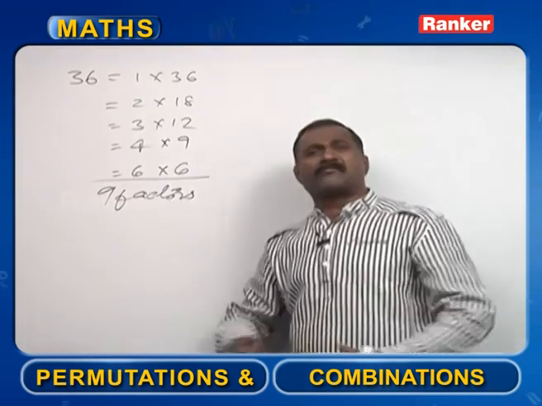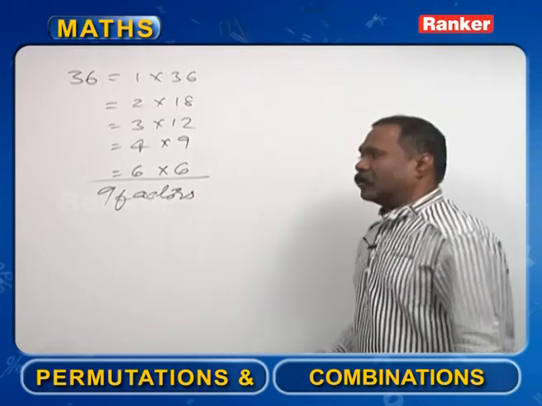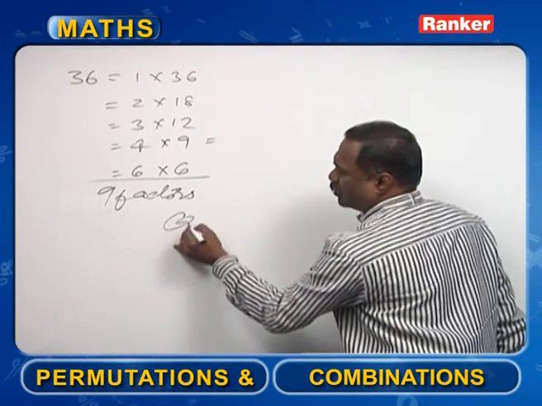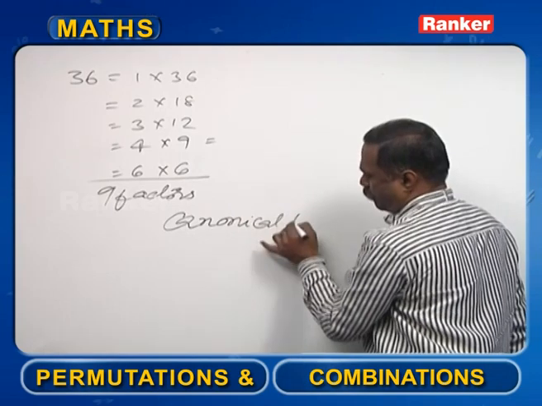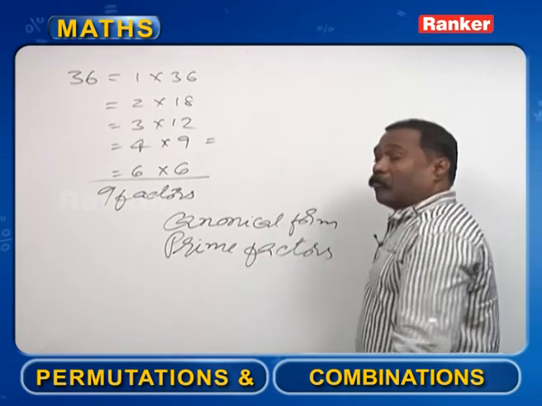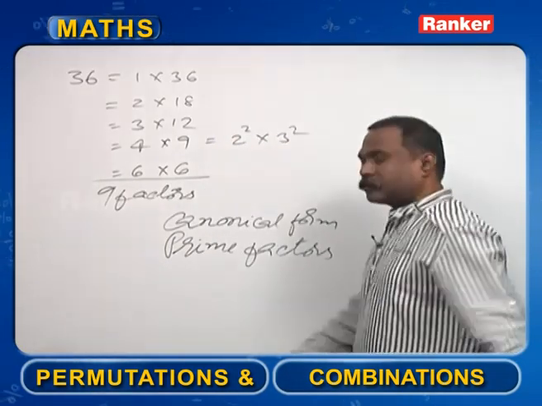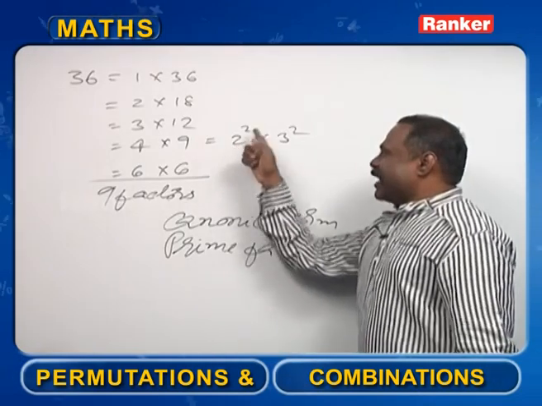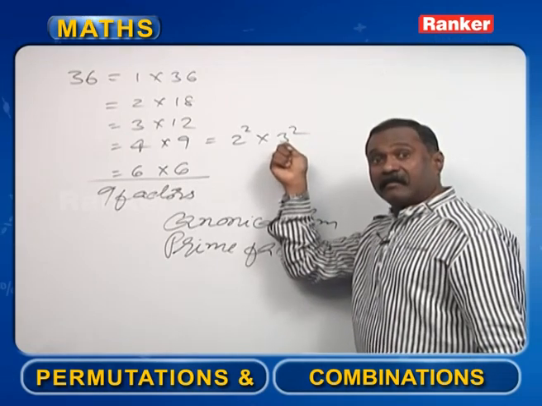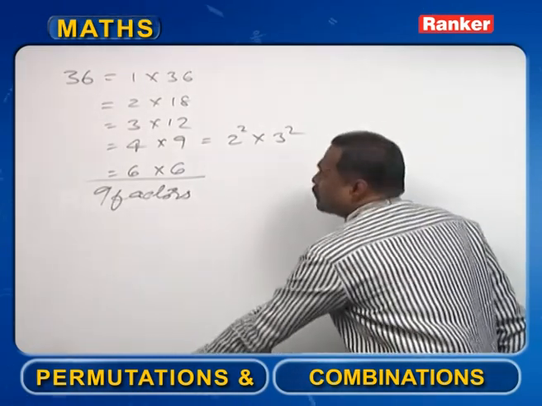Now, because it's a smaller number, you can write the factors like that, but I need the general formula to apply the combination. That is why I'm prime factorizing it. This is also called canonical form or prime factorization. You have to split it into prime factors. That is, it is 2 square into 3 square. Two like things, 2 into 2, and two like things of the second kind, 2 threes. 2 twos are there.